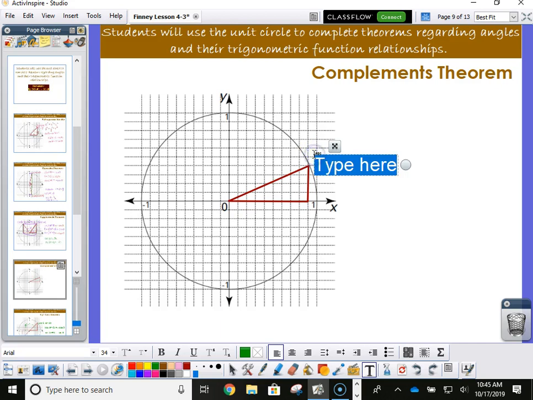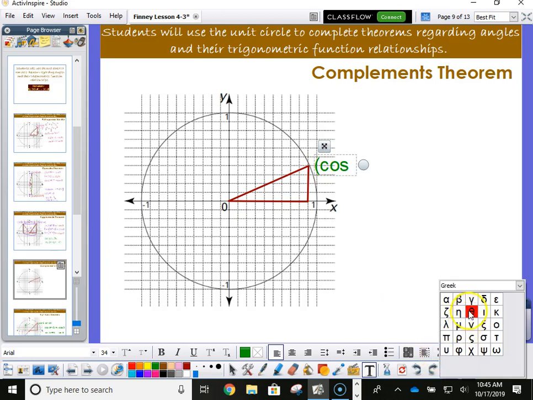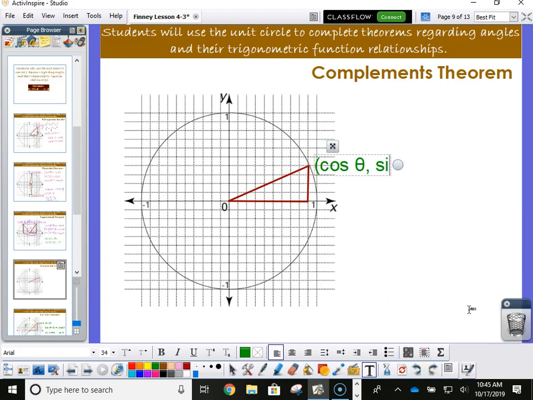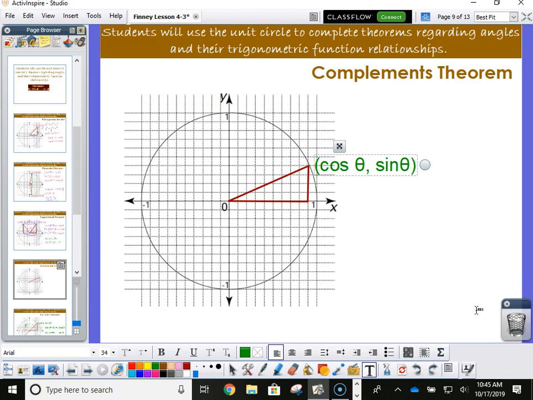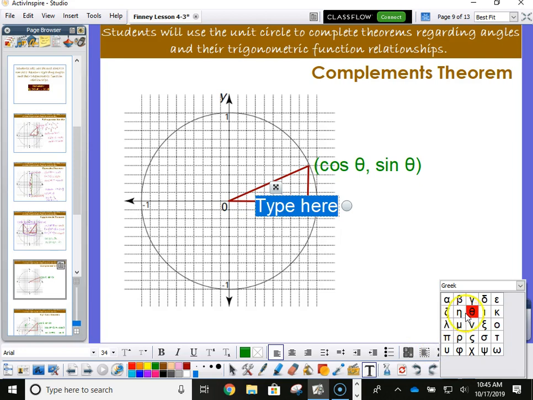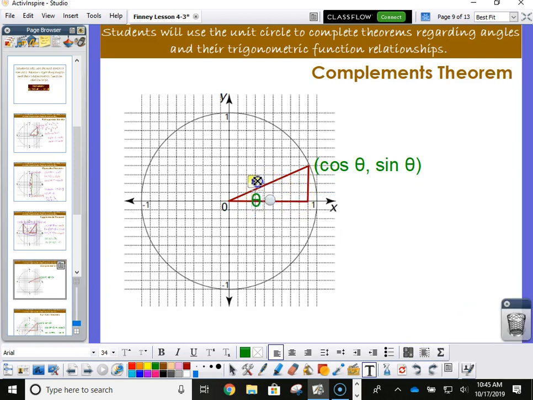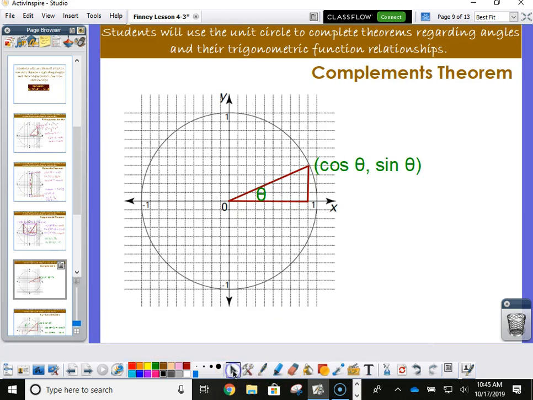So this is the ordered pair, cosine theta, sine theta. Get our little Greek letter. Cosine theta, sine theta, and of course this is theta in the center there. So we got that. Okay, so now what we're going to do is the complement.